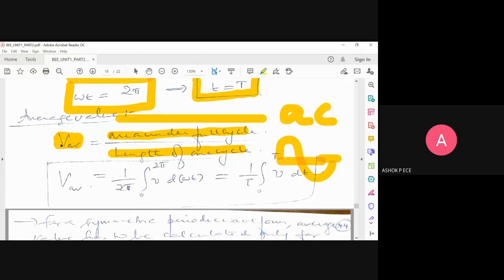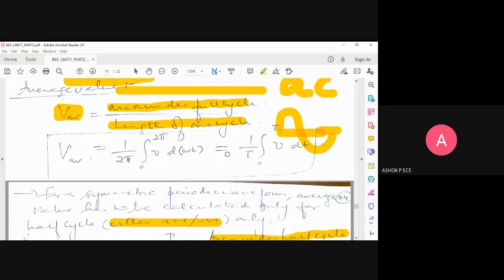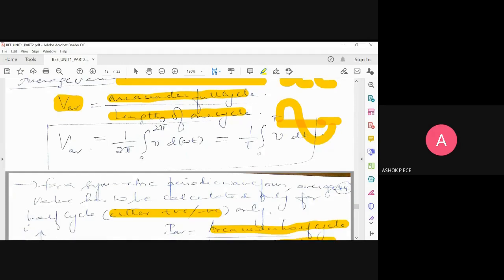Normally, the formula for average voltage or average current is area by length. Area under one full cycle by length of one full cycle. This is the actual formula. Area will integrate. Full cycle means 0 to 2 pi, V d omega t, and the length of one full cycle is 2 pi. So 1 by 2 pi, 0 to 2 pi, V d omega t. And in terms of time domain, it is 1 by T, 0 to T, v dt. So this is the actual formula for average voltage.